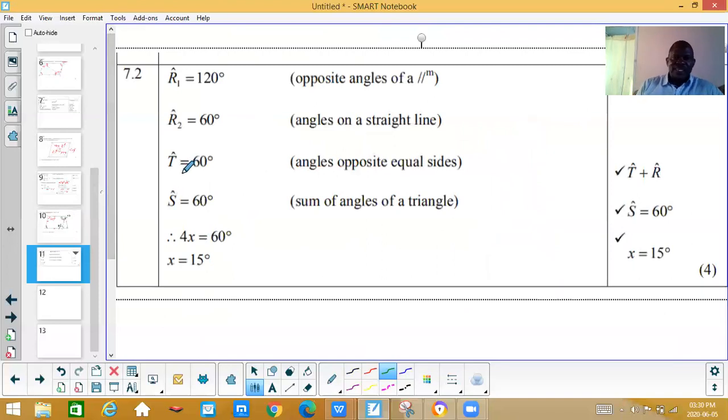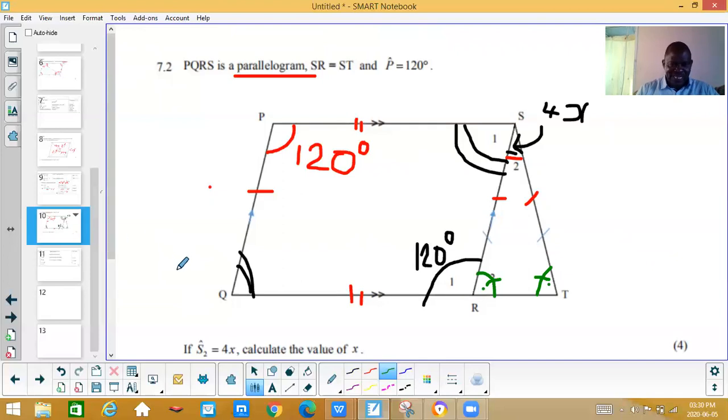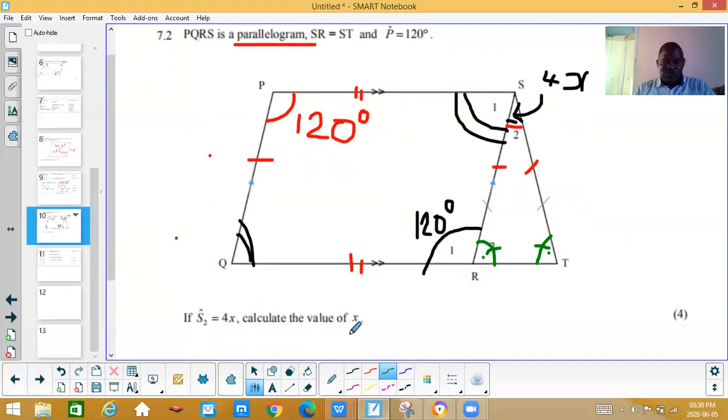Now, let us look at what exactly we are supposed to find. We're supposed to calculate the value of x. First of all, R1 is equal to angle P, since opposite angles of a parallelogram are equal. Now, if this one is 120, what do you think this one will be? Angles on a straight line.